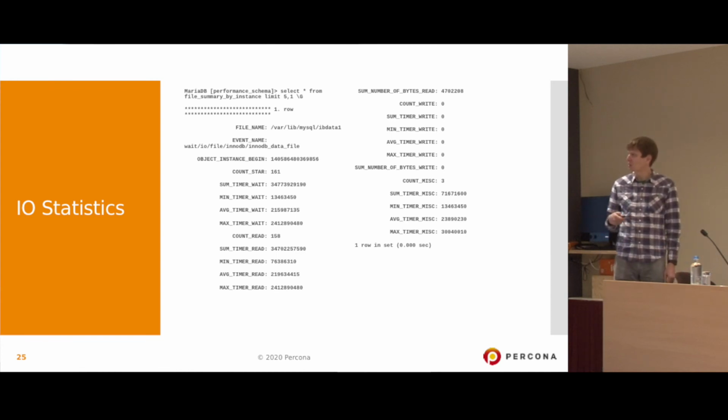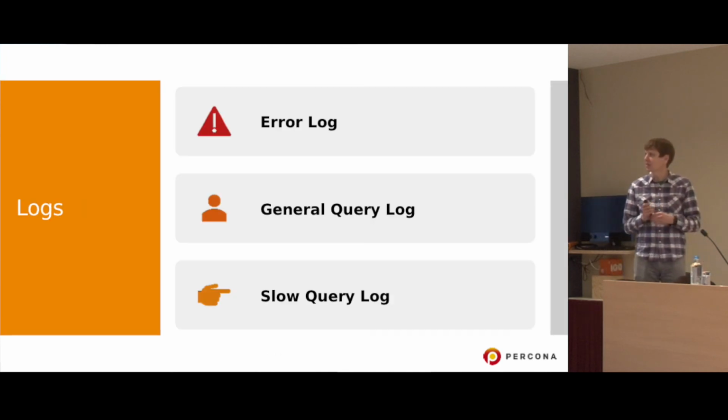You can see it for the InnoDB data file here. You can see the internal number of IOs, number of reads, number of writes, and number of other operations, which corresponds to MISC, really corresponds to fsync, right? And the time which it took to serve those requests, which, if you convert it from picoseconds, is actually quite interesting information.